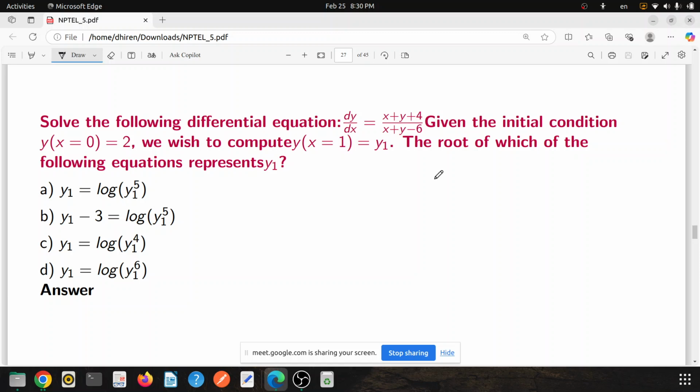So next, solve the following differential equation dy by dx. Given the initial conditions, we wish to compute y at x equal to 1, call it y1. Which of the following equations represent y1? The given differential equation is dy by dx equal to (x plus y plus 4) by (x plus y minus 6).